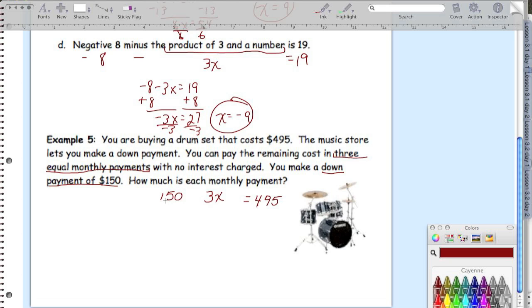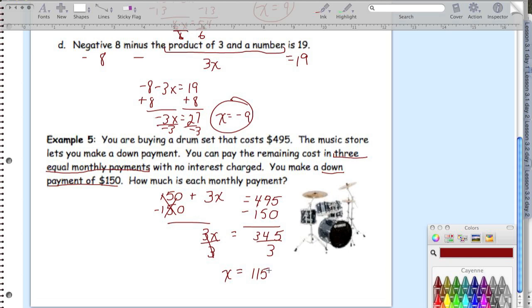So what's happening here is we're going to say this is what we have. We can pay the store right now, $150. We're going to add to that our 3 equal monthly payments that we have to figure out, and that's going to total how much the actual drum set costs. So let's go ahead and solve. 150, we're going to subtract it on both sides. When I subtract, that cancels, 3x comes down, and I subtract to get 345. My inverse operation is to divide, so I'm going to divide by 3 on both sides.